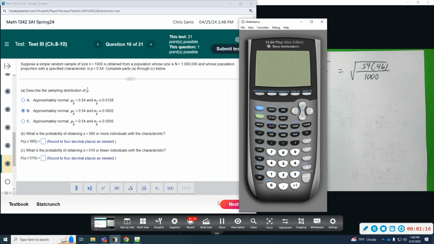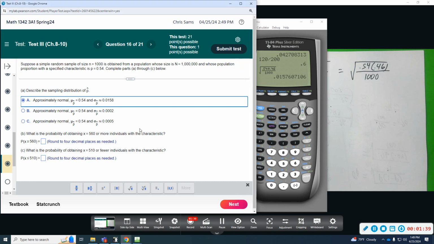So computing that, 0.54 times 0.46 divided by 1,000, we get this. And when we round to 4 decimal places, which it doesn't even say, but you can see 4 decimal places in each of these, you get 0.0158, so that would be A.